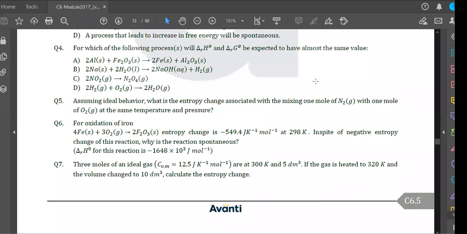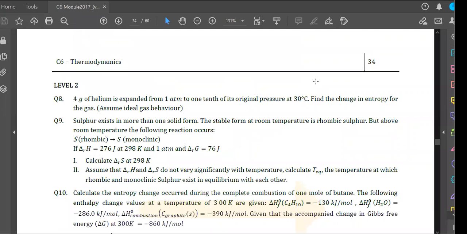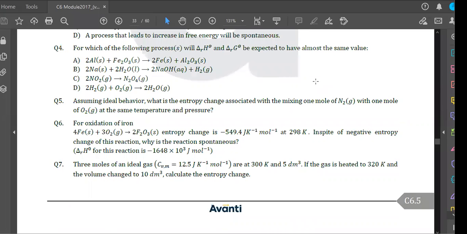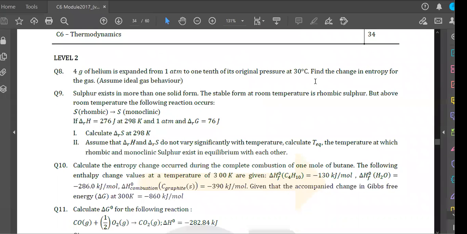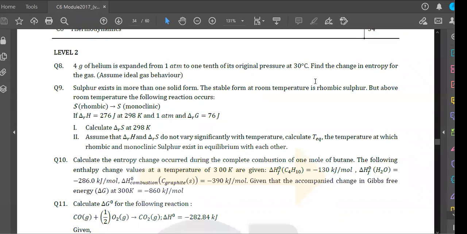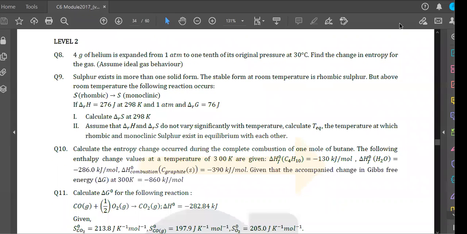Next, till question number 7. I guess question number 7 will be easily solved. It is formula putting, getting nCv ln T2 by T1 plus nR ln V2 by V1. We have already solved these problems. Now 8 to 11. Tell me, 8 to 11 everyone.